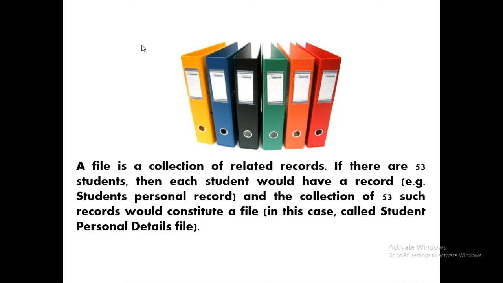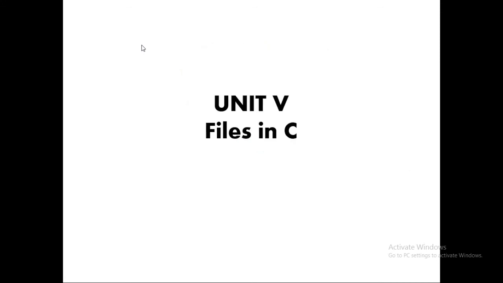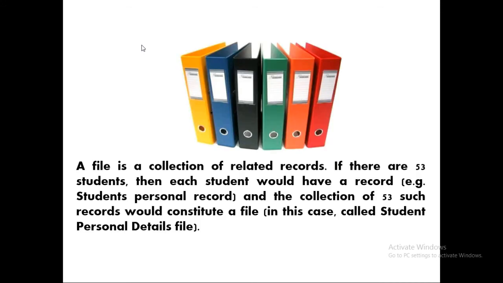Okay, once again I am explaining the things. Files in C, I think you know about a file. A file is a collection of related records. A record is a collection of information. A collection of records is called a database, right?